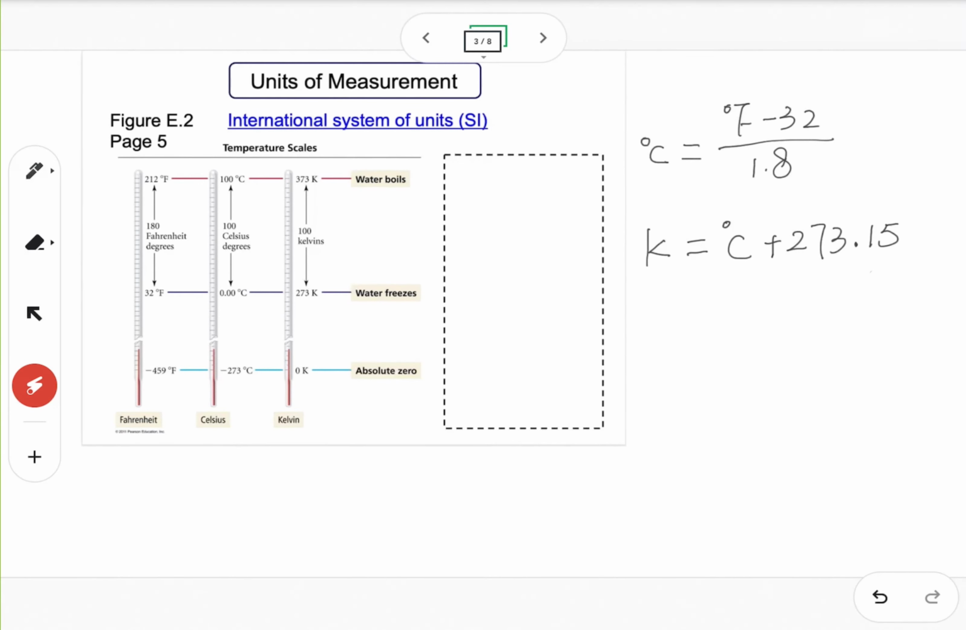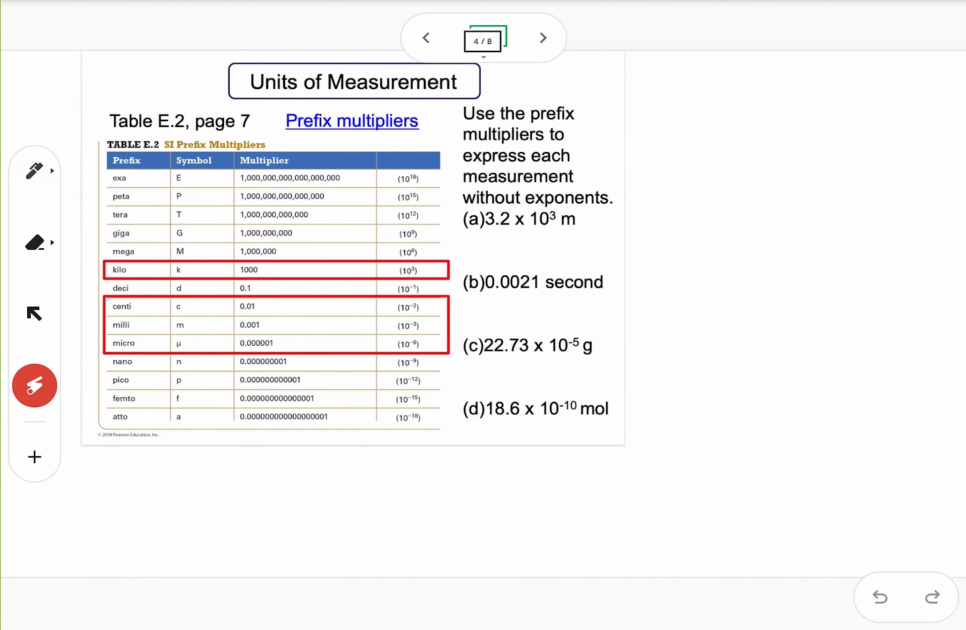Okay, later on when we study thermodynamics and energy and a lot of calculation in Chem 2, we're going to do a lot of calculations involving the conversion between Kelvin and degree Celsius. So by remembering this equation, it will make your thinking process and calculation easier and faster. Okay. All right. Now, prefix multipliers.